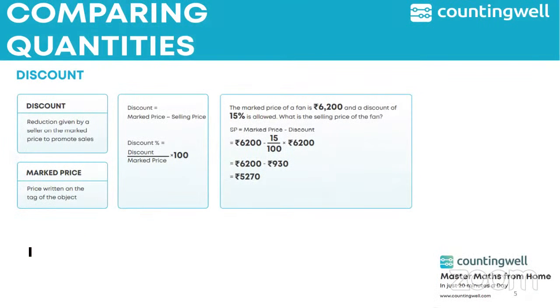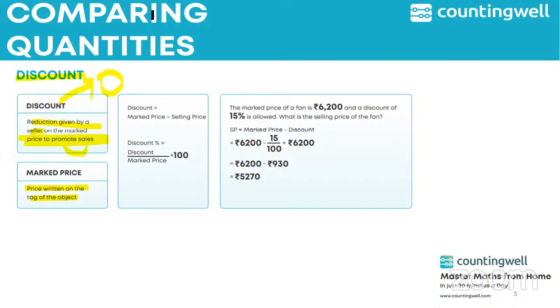Next, let us see what is a discount. You have often heard the word discount. The reduction given by the seller on the marked price to promote sales is nothing but discount. So whenever there is an opening of a new shop, they give discounts in order to promote their sales. So they show you the marked price of the object and how much reduction they are giving for that object. Whereas the marked price is the price written on the tag of that object.